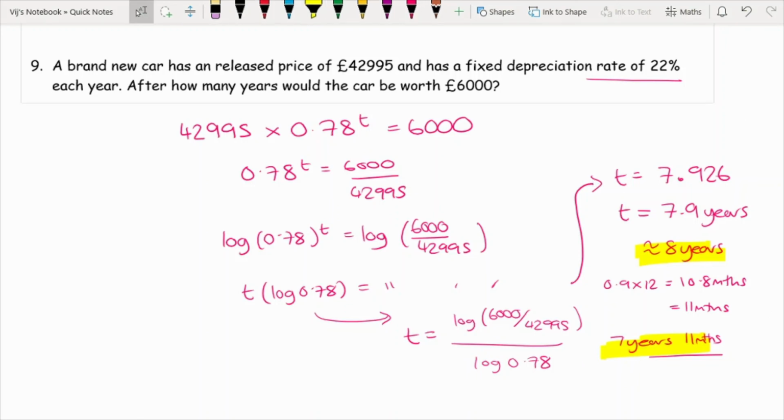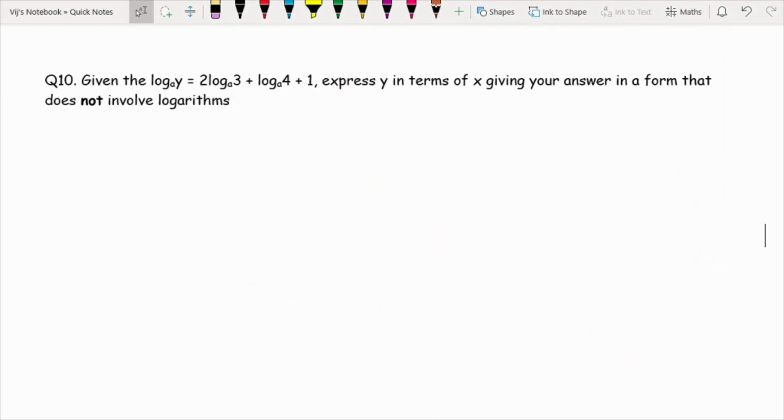Now moving on to question 10, which is our last example, I'm sure you'll be glad to hear. So given that log_a y equals 2 log_a 3 plus log_a 4 plus 1, and we're asked to express y in terms of a, giving your answer in a form that does not involve logarithms.